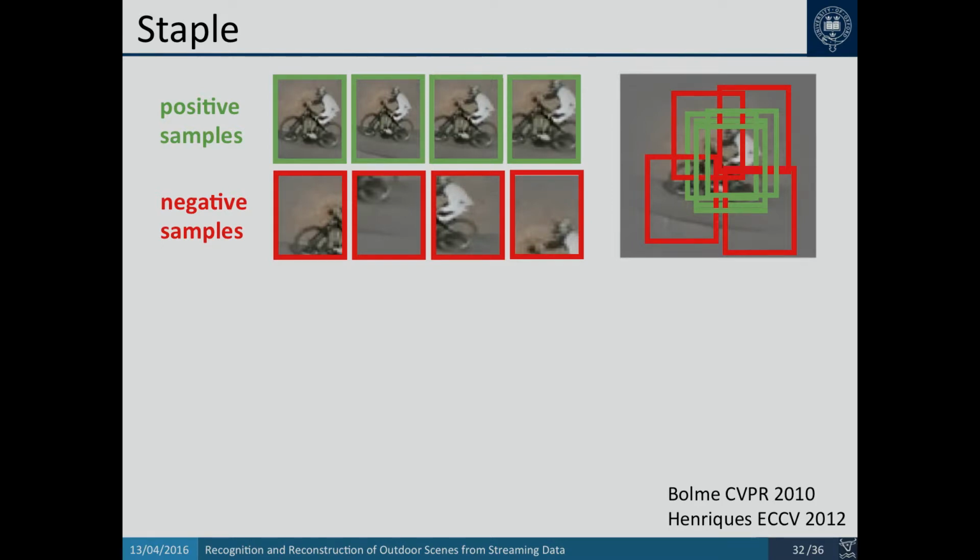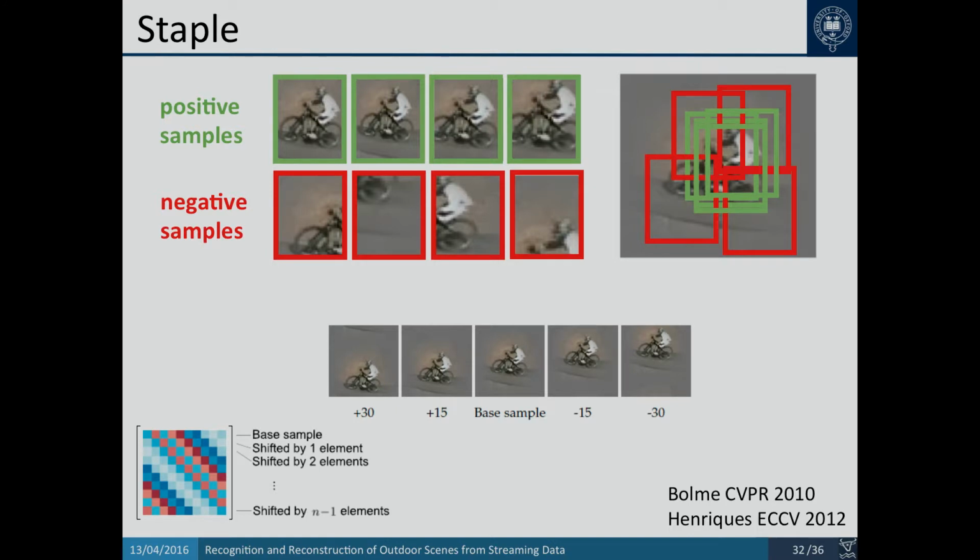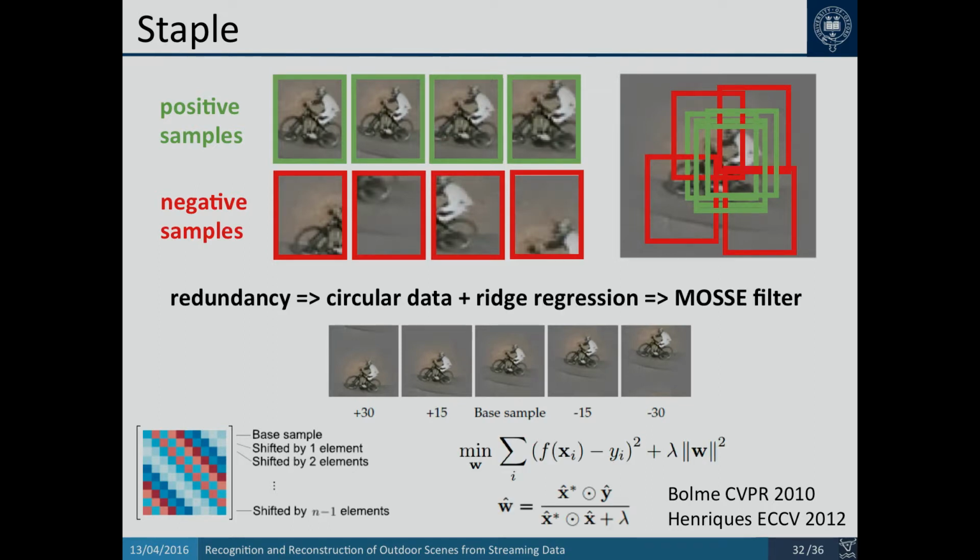And this is actually something that is exploited in these kernelized correlation filters. We can take the base sample and form a circular matrix. Then we can use ridge regression to learn the template. This can be done very efficiently in the Fourier domain, and it leads to extremely fast test times. Another nice thing about this is that it completely removes the need for sparse sampling because everything is evaluated densely during the train time and during the test time.